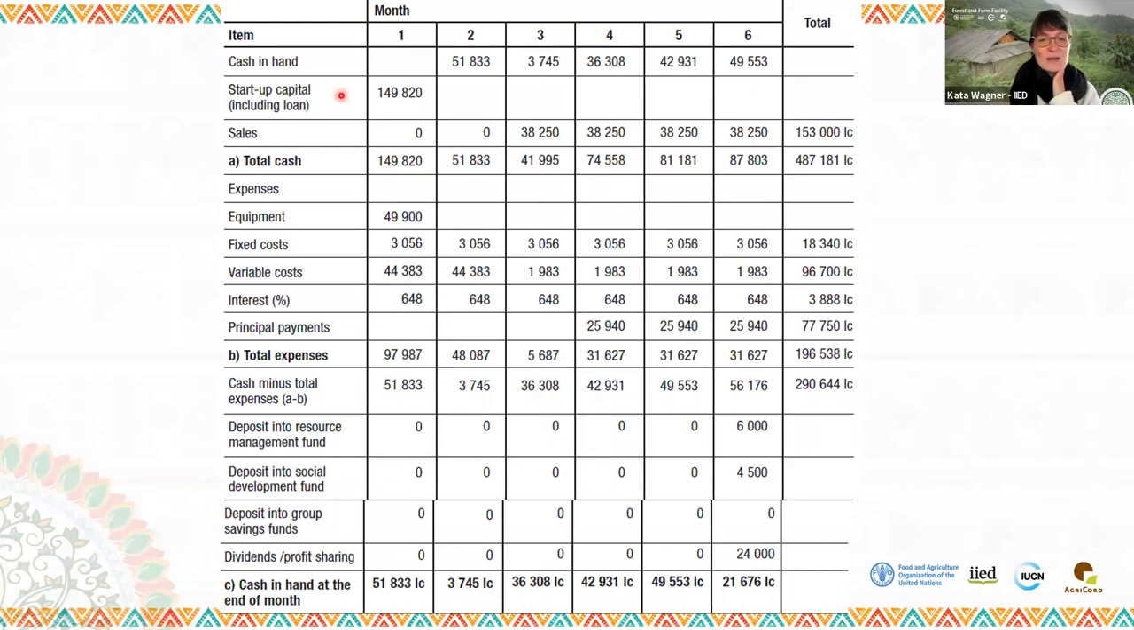So you start with whatever you have in cash in hand, but here they don't have any cash in hand in the first month. And imagine that this is empty. So you will fill this up later, and then you will add all of your equipment, fixed costs, variable costs, any interest that you might have to, sorry, the interest will come later. This is on the loan. So this is, again, imagine this empty.